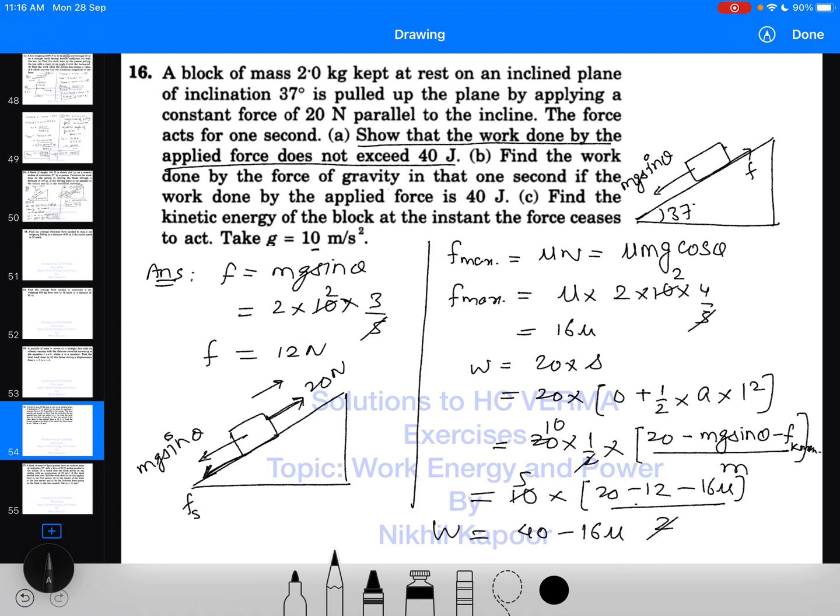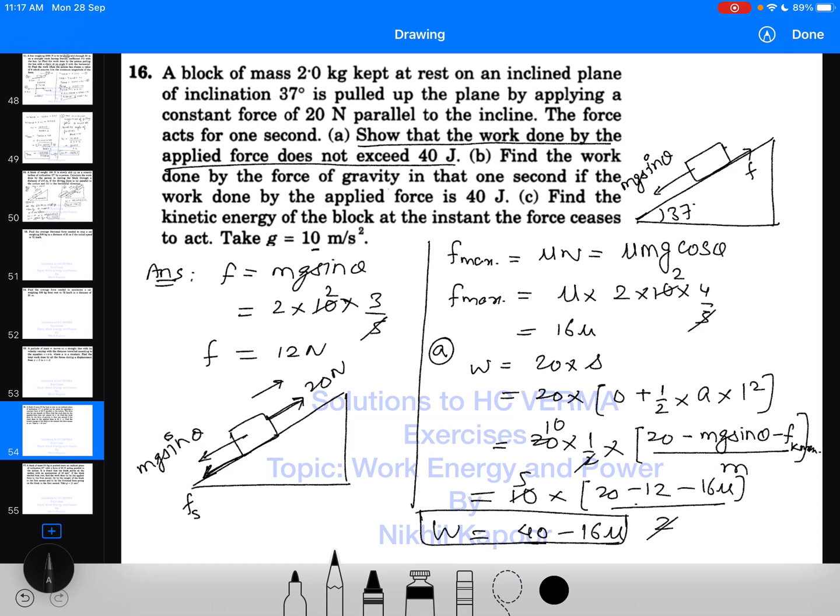So this is very clear that the work done by this force would be less than 40, because the work done by the force should not exceed 40, because it is 40 minus 16 mu. So at maximum this is 40, and even if we consider the surface as smooth, mu would be 0, then work done will be 40. So this equation itself shows that the work done by the applied force would not exceed 40. Okay, so that is the answer to the first question.